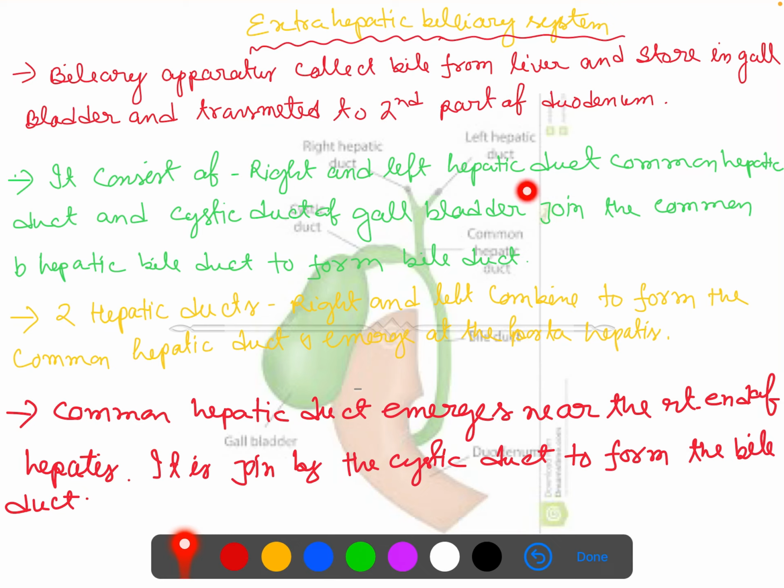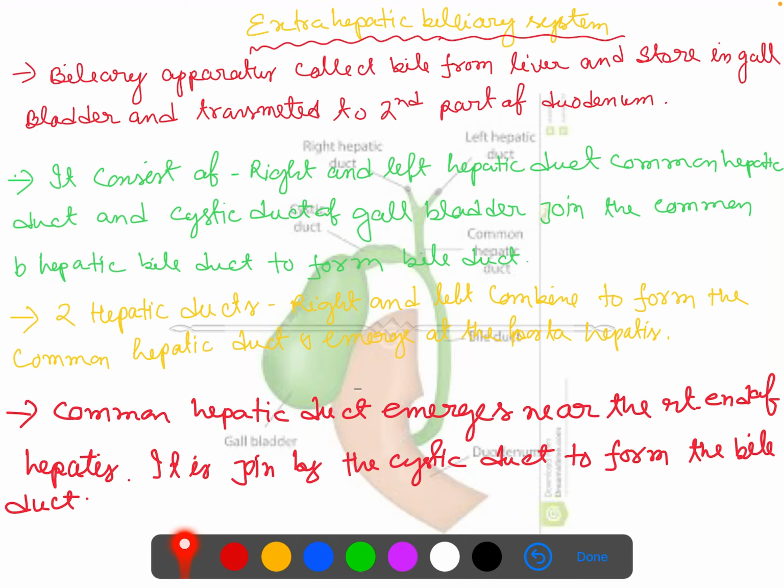Then it consists of the right and left hepatic duct, the common hepatic duct, and the cystic duct of the gallbladder joins to form the common hepatic bile duct, the bile duct. This is the right hepatic duct, this is the left hepatic duct, forming the common hepatic duct, and this is the cystic duct of the gallbladder, to form the bile duct or common hepatic bile duct. This is also called the bile duct mainly.